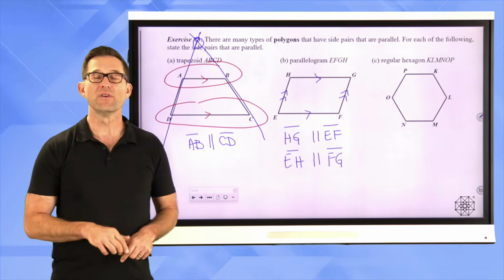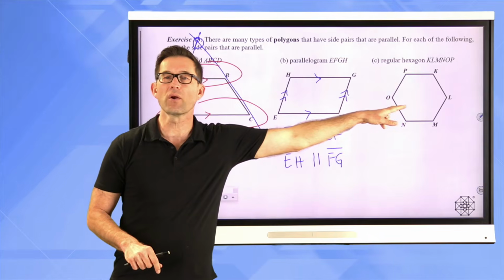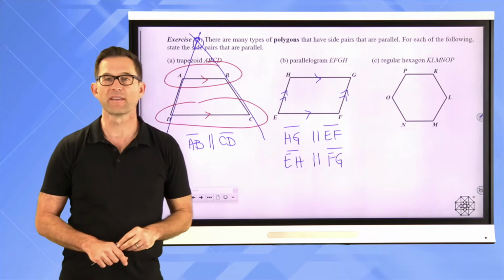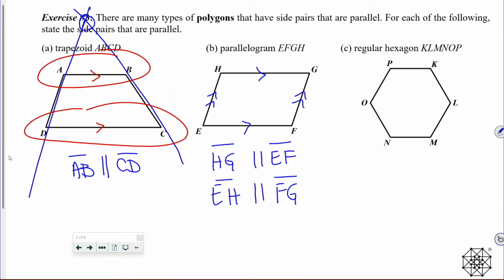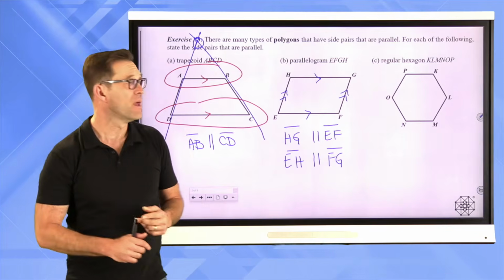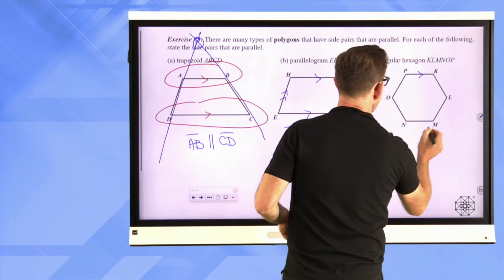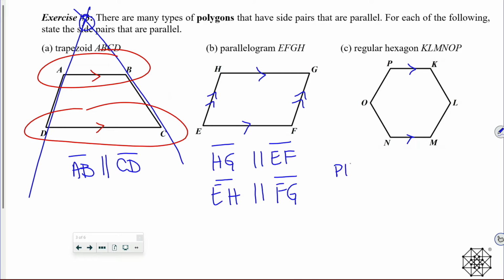Okay, what I'd like you to do is pause the video and see if you can write down the parallel line pairs for regular hexagon KLMNOP. Well, it's probably pretty obvious. PK is parallel to NM. KL is going to be parallel to ON. And finally, OP will be parallel to ML.